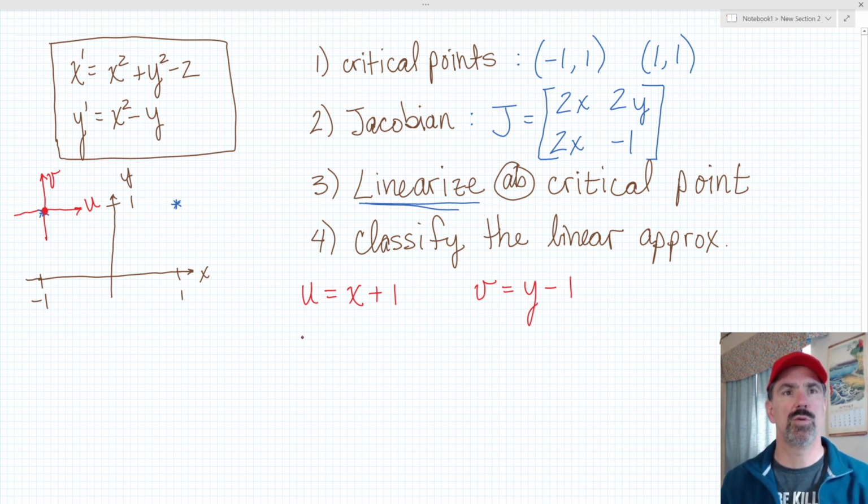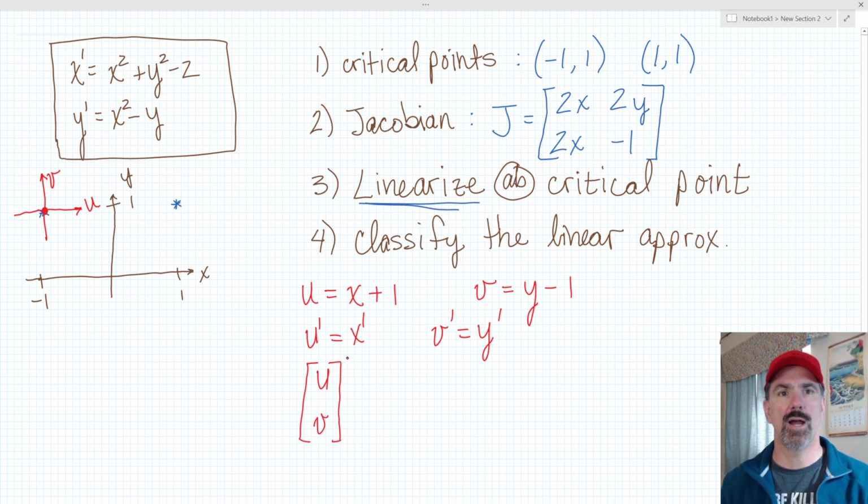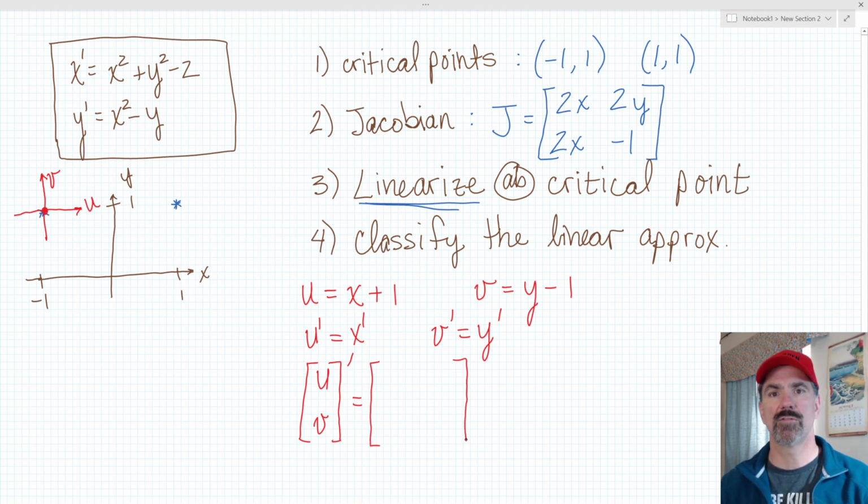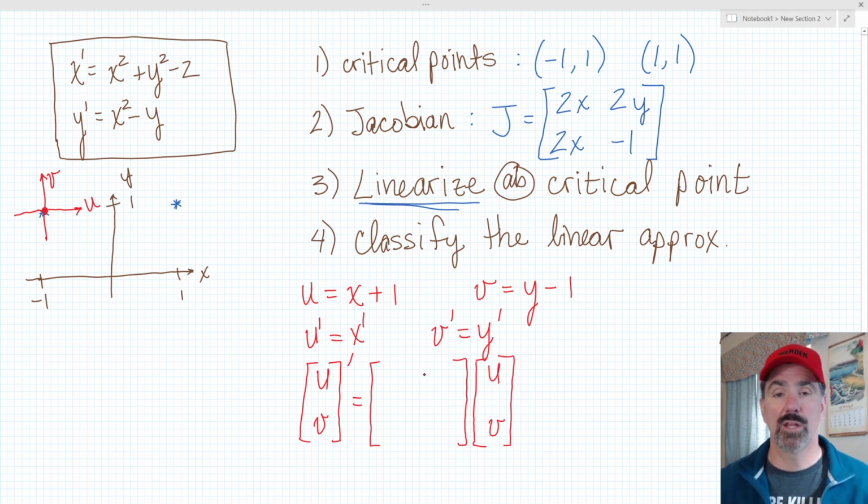So looking at this, we can see that u prime is equal to x prime and v prime is equal to y prime. And it turns out that our linearized system is uv prime. The rate of change of uv is equal to some matrix, because of course it's linear, so if it's linear I can use a matrix, multiplied times the new coordinates u v. And this isn't necessarily well understood, and I'll explain this at the end of the video if you want to hang on for the explanation as to where this comes from. But this is the Jacobian evaluated at the critical point.